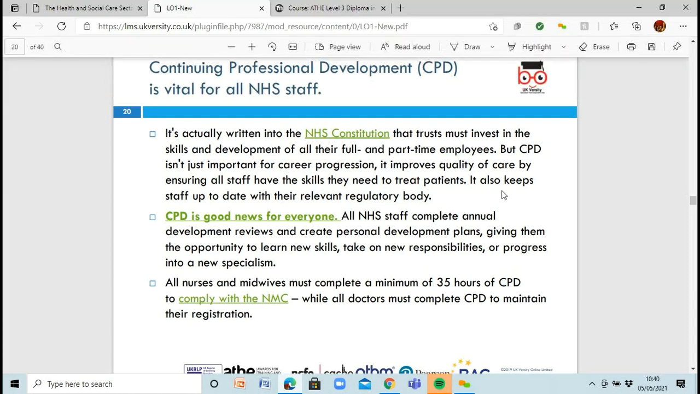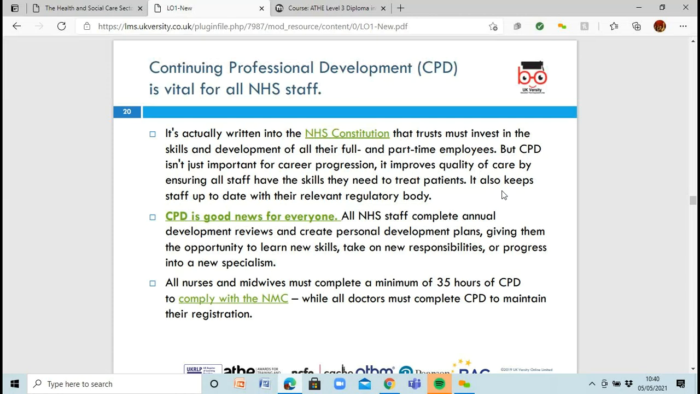So with CPD, it's actually written into the NHS Constitution that you need to invest, that you need to have some training and development as part of it. So even if you're full-time or part-time, you need to have something there. You might have had just the odd training courses where you're learning first aid, or you might have had some talks with a manager who's a bit more experienced than you. You might have just shadowed them and seen how they're doing particular tasks.